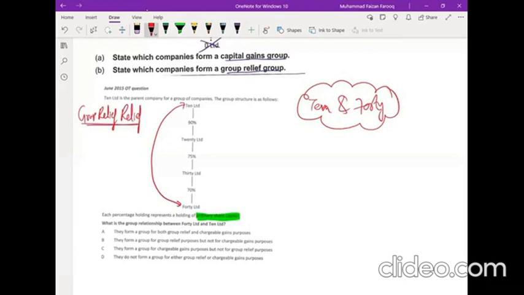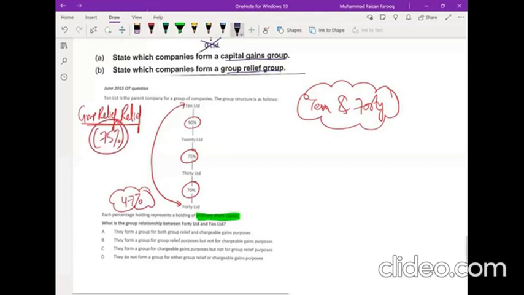So 90% into 75% into 70%. Can you tell me the percentage? Indirect percentage, 47.25. For this one, the benchmark is 75, right or wrong? Right. So there is no group relief. There is no group relief group, right or wrong?